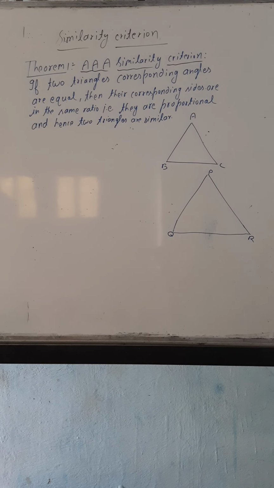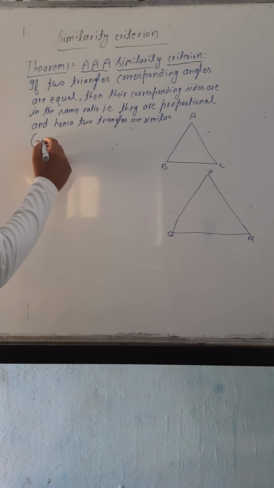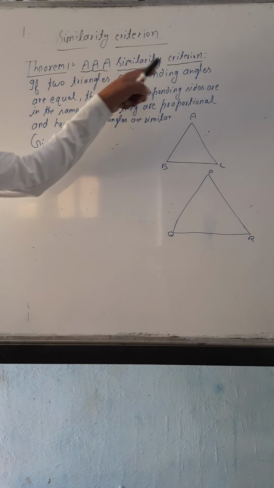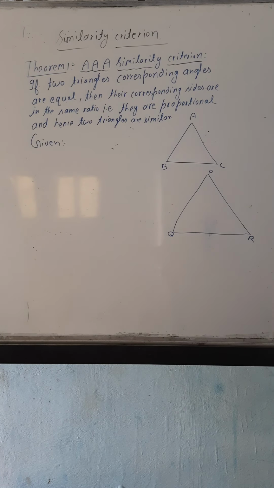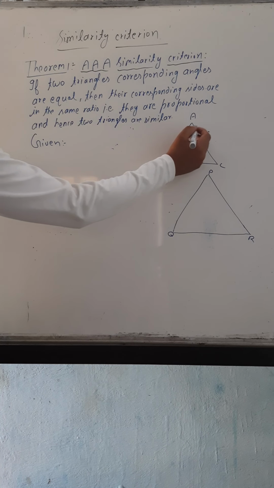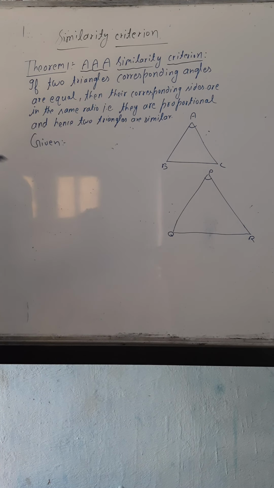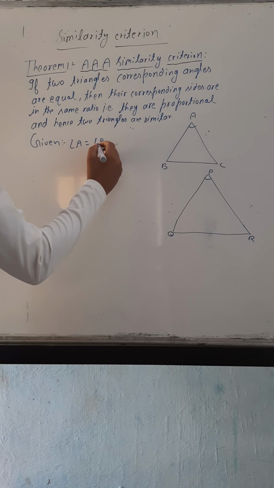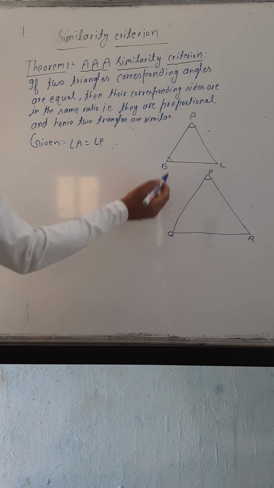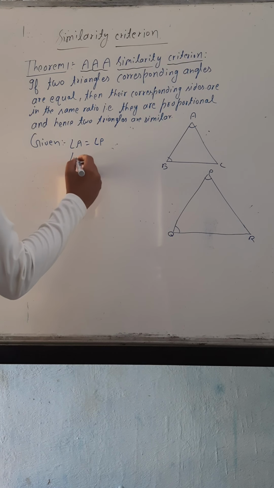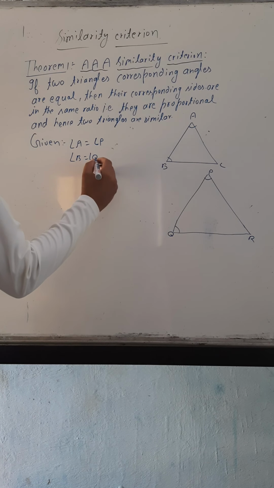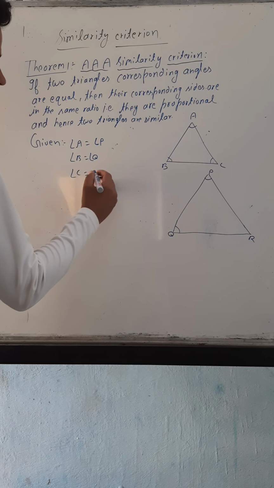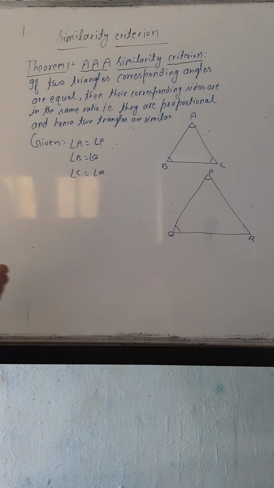Now, what we have been given, that you write first. Given: if two triangles' corresponding angles are equal, meaning angle A is equal to angle P, that you have been given. Similarly, angle B is equal to angle Q, and one more thing, angle C is equal to angle R. These three things have been given to you.